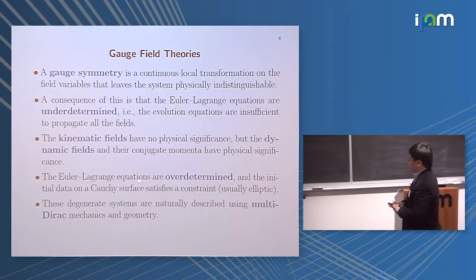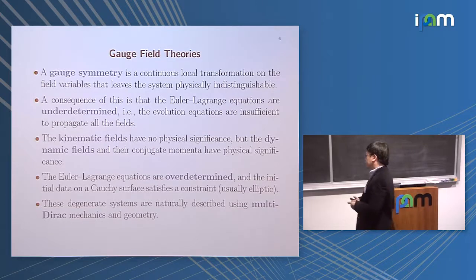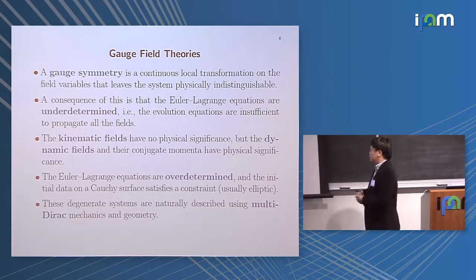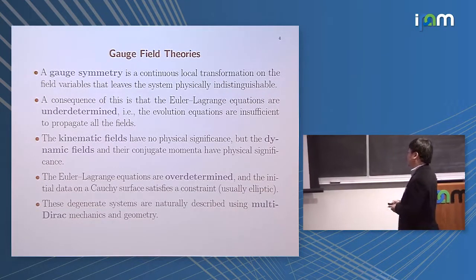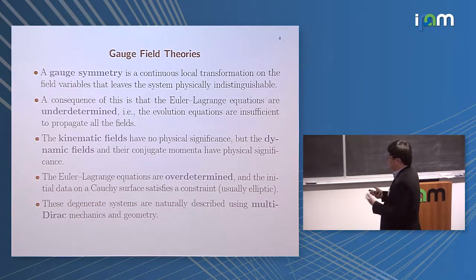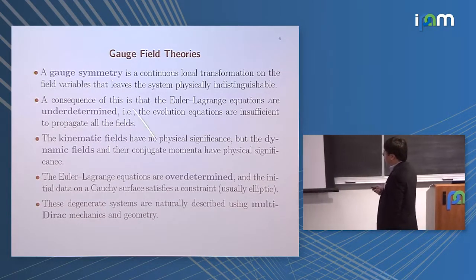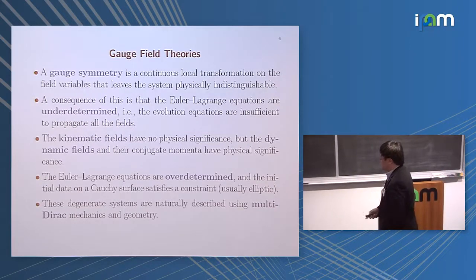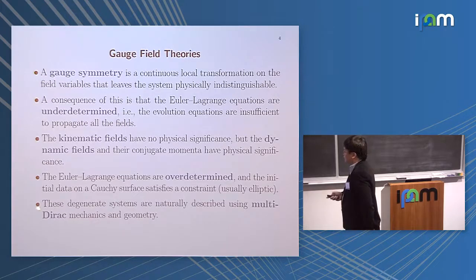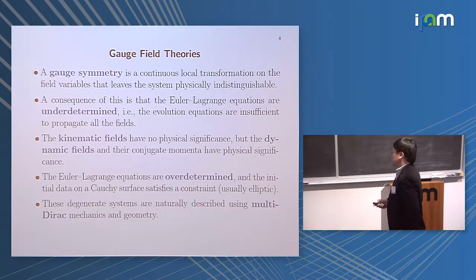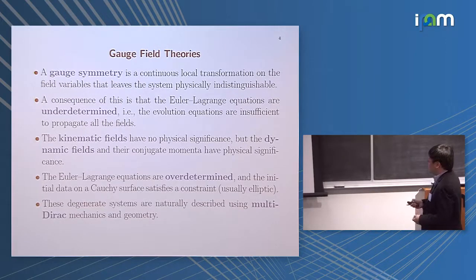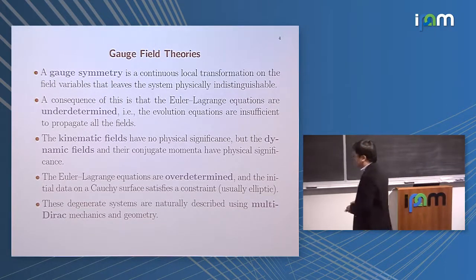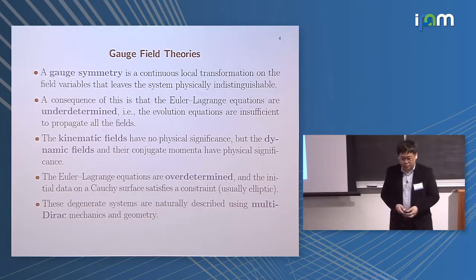At the same time, the Euler-Lagrange equations are in some sense overdetermined, in the sense that if you look at the problem as an initial value problem, then you don't have arbitrary freedom to specify the initial data on the Cauchy surface. The initial data usually has to satisfy an elliptic constraint in order for the problem to make sense. So all these things can be viewed as degenerate systems, and I'm going to suggest that a generalization of symplectic and Poisson geometry, known as multi-Dirac geometry in mechanics, is the natural setting for studying these kinds of problems.